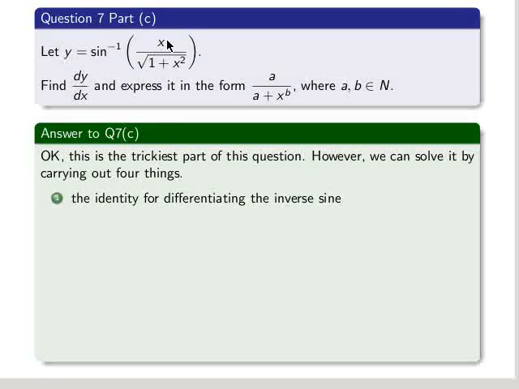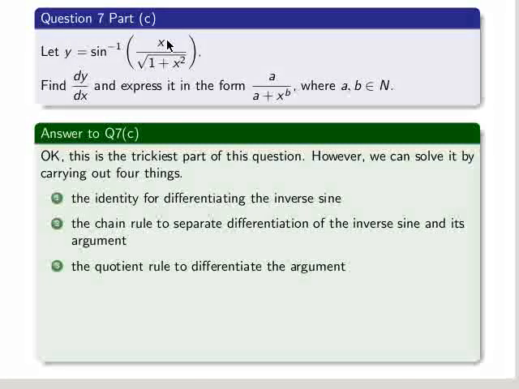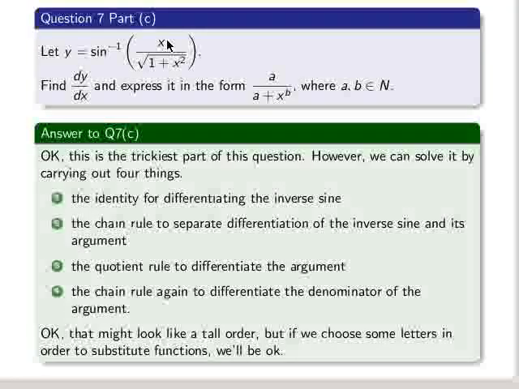The identity for differentiating the inverse sine, the chain rule to separate differentiation of the inverse sine and its argument, the quotient rule to differentiate the argument itself, and the chain rule again to differentiate the denominator of the argument, that's the square root of 1 plus x squared. Okay, that might look like a tall order, but if we choose some letters in order to substitute functions, we'll be okay.